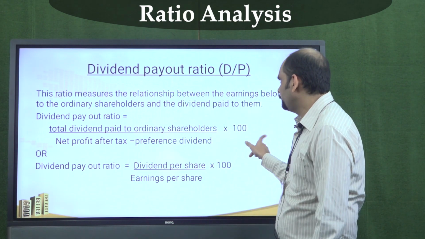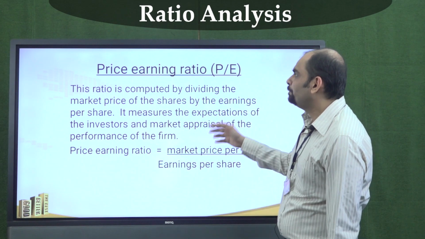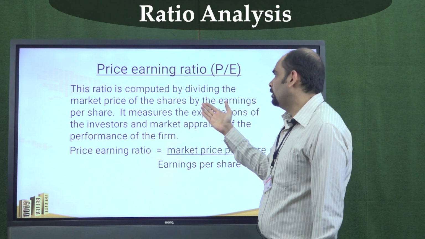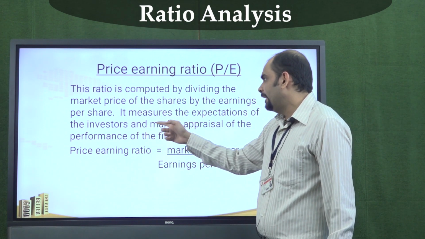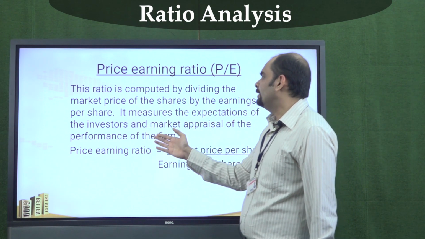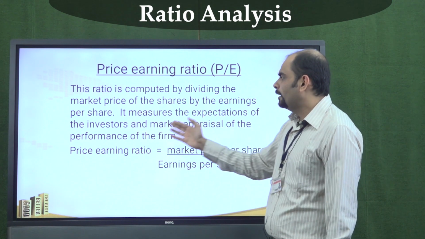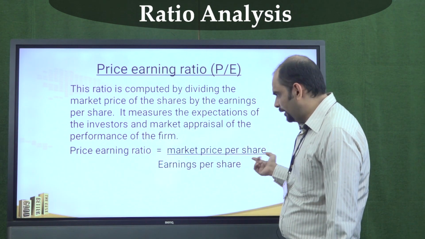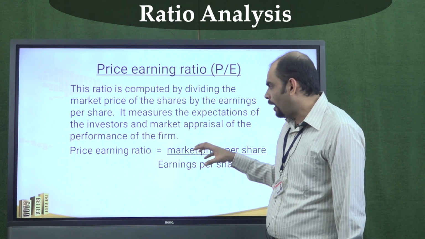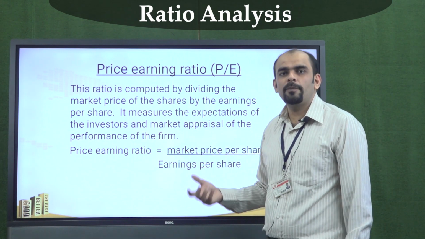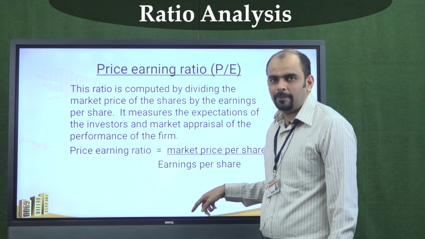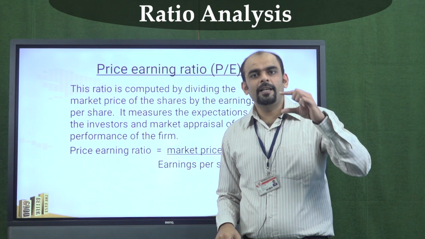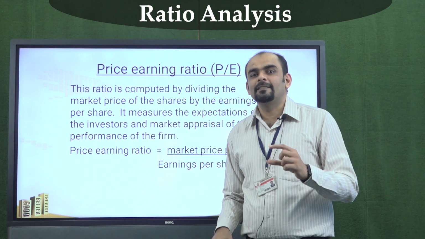Price earning ratio. This ratio is computed by dividing the market price of the shares by the earnings per share. It measures the expectations of the investors and the market appraisal of the performance of the firm. So price earning ratio is equal to market price per share upon earnings per share. So what earnings you are making against the market price, that is the price earning ratio, a comparison of the share market price and the earnings that is made on that share.